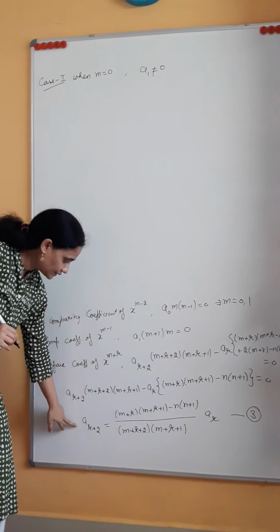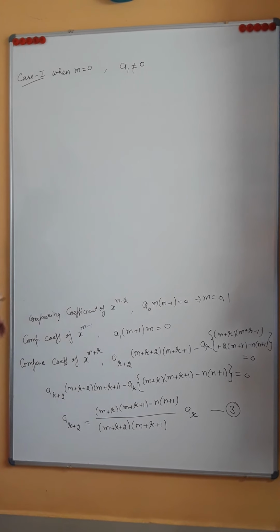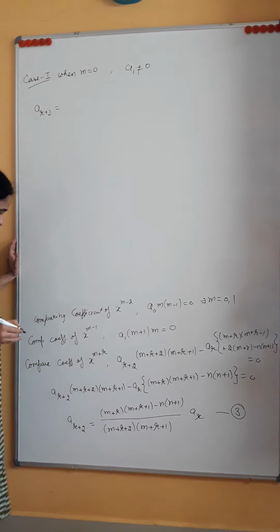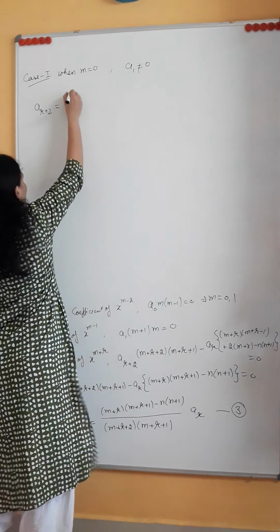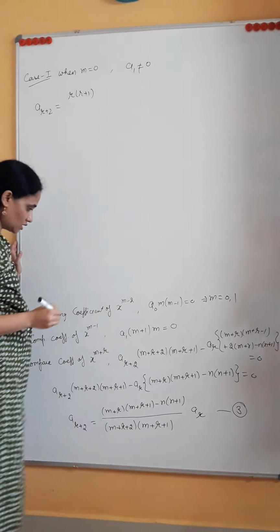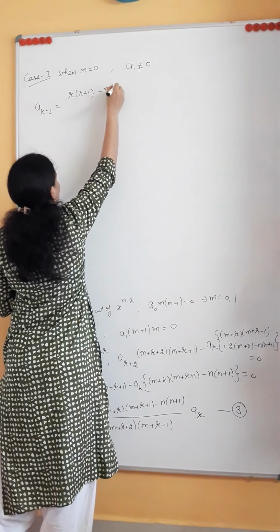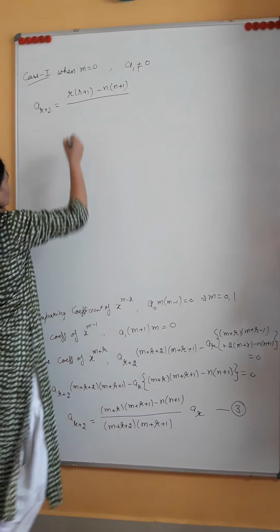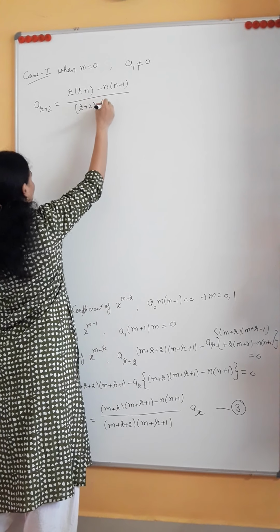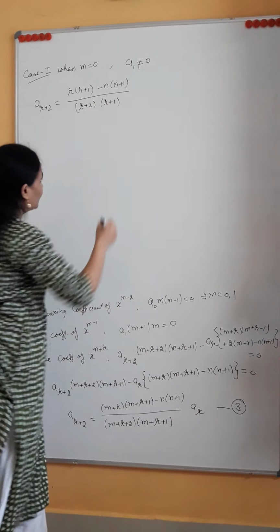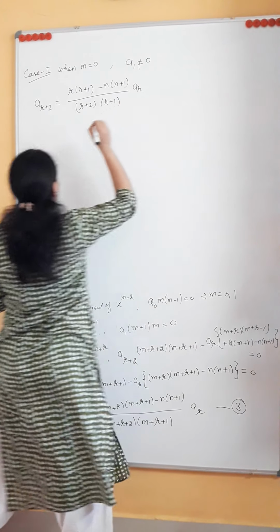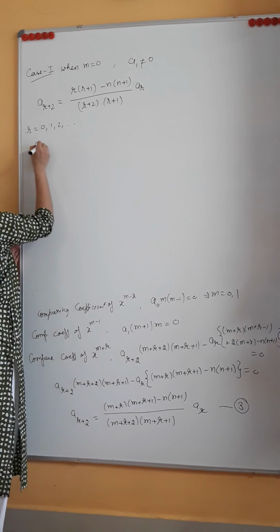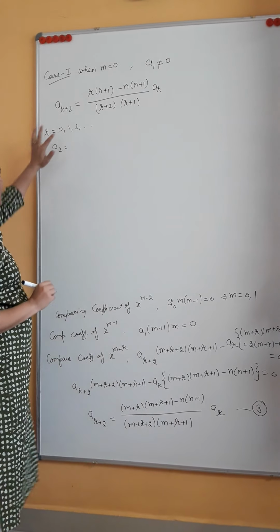Okay. Now from the recurrence relation we have to find the remaining values. So the recurrence relation also reduces to the form a r plus 2 is equal to, putting m equal to 0 there, r into r plus 1 minus n into n plus 1, divided by r plus 2 and r plus 1, times a r. So let's find the remaining values. When we substitute r equal to 0, 1, 2, like that, we get a2. So a2 is when r is equal to 0.